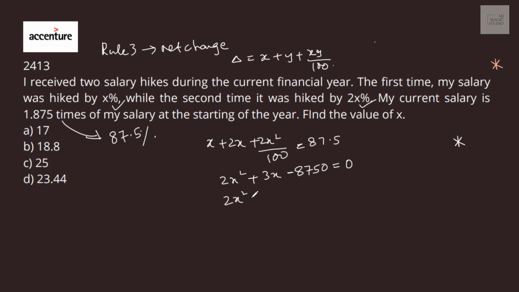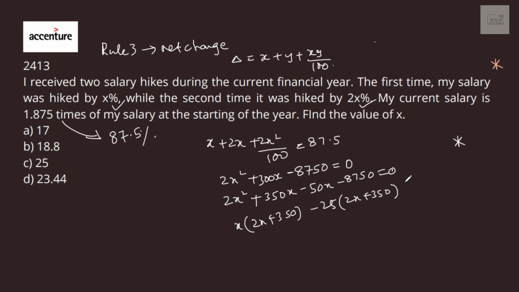That would be 2x square plus 350x minus 50x minus 8750 equals 0. So if I take x common, it is 2x plus 350 minus 25 into 2x plus 350, as 350 into 25 is 8750. So x would be equal to 25. We solve this to find the value of x.